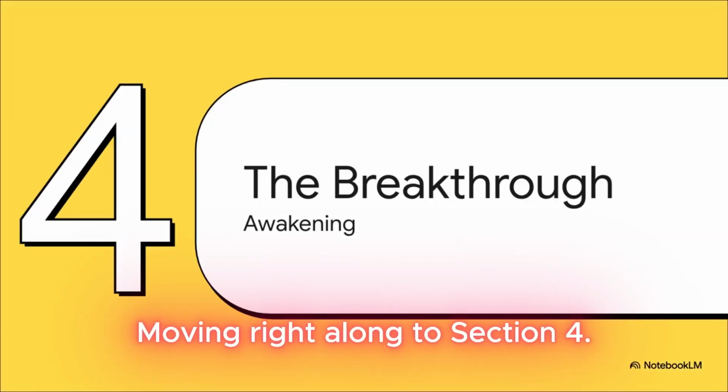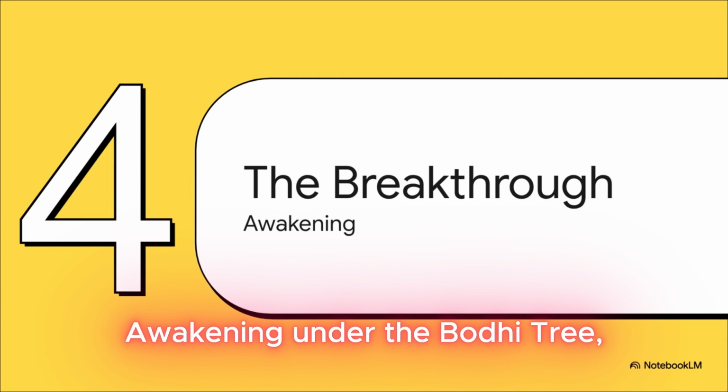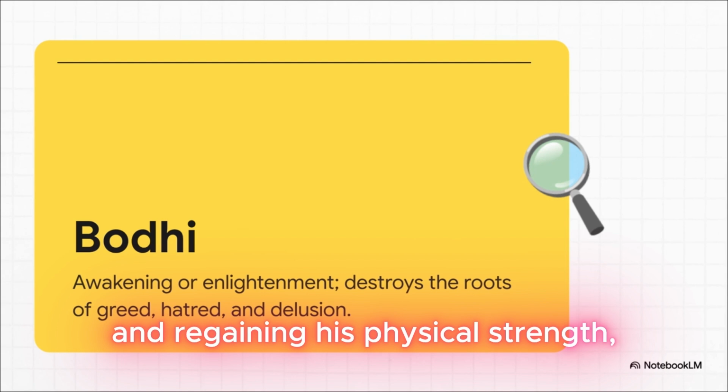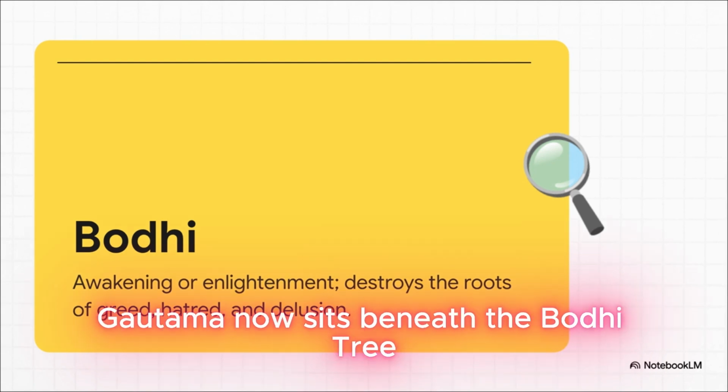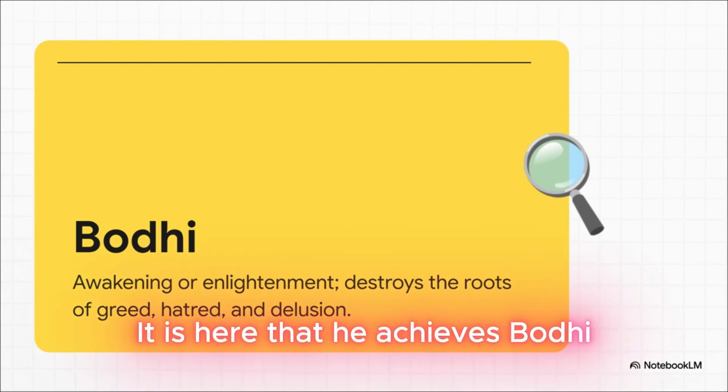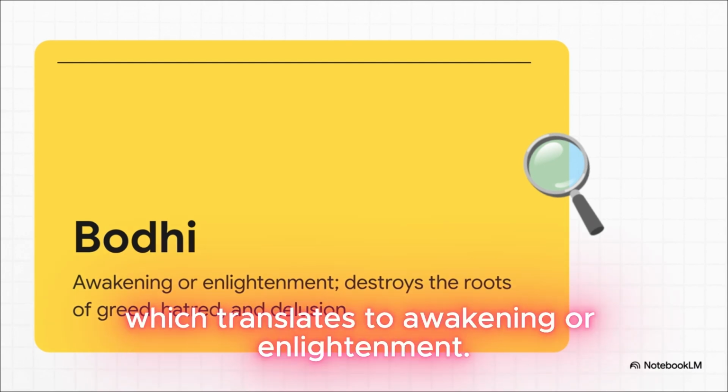Moving right along to Section 4, Awakening under the Bodhi Tree, the Breakthrough. Accepting some much-needed nourishment and regaining his physical strength, Gautama now sits beneath the Bodhi tree for his pivotal breakthrough. It is here that he achieves Bodhi, which translates to awakening or enlightenment.